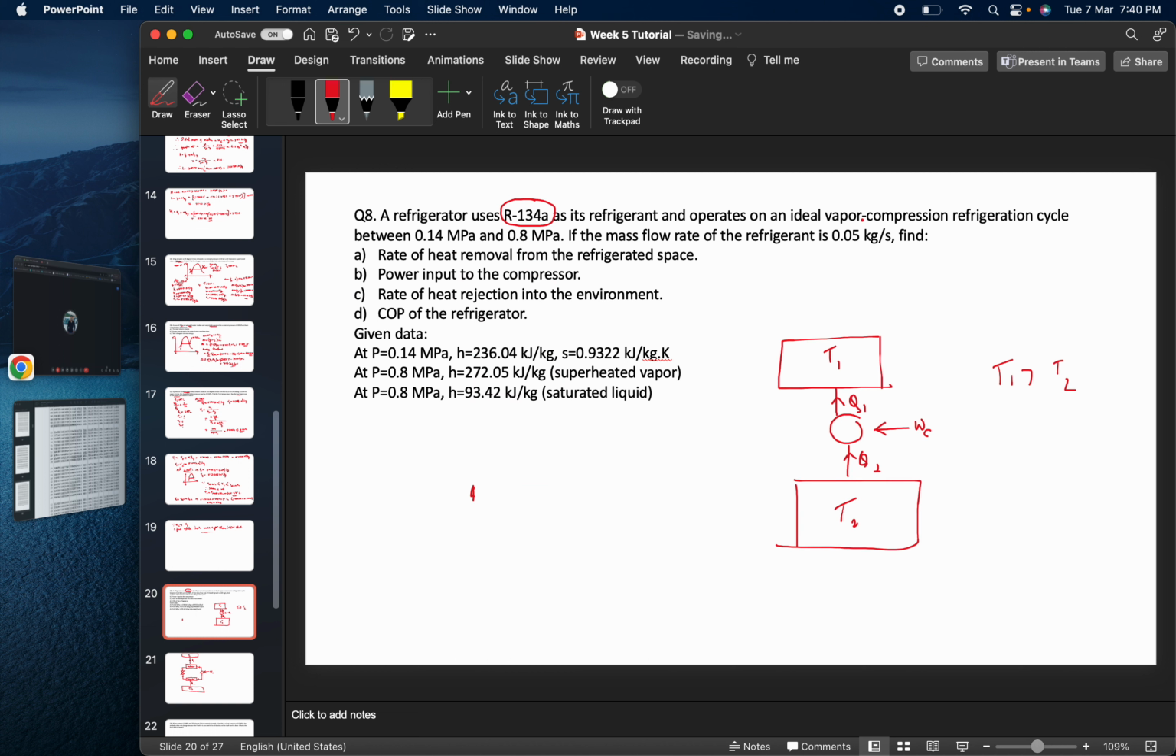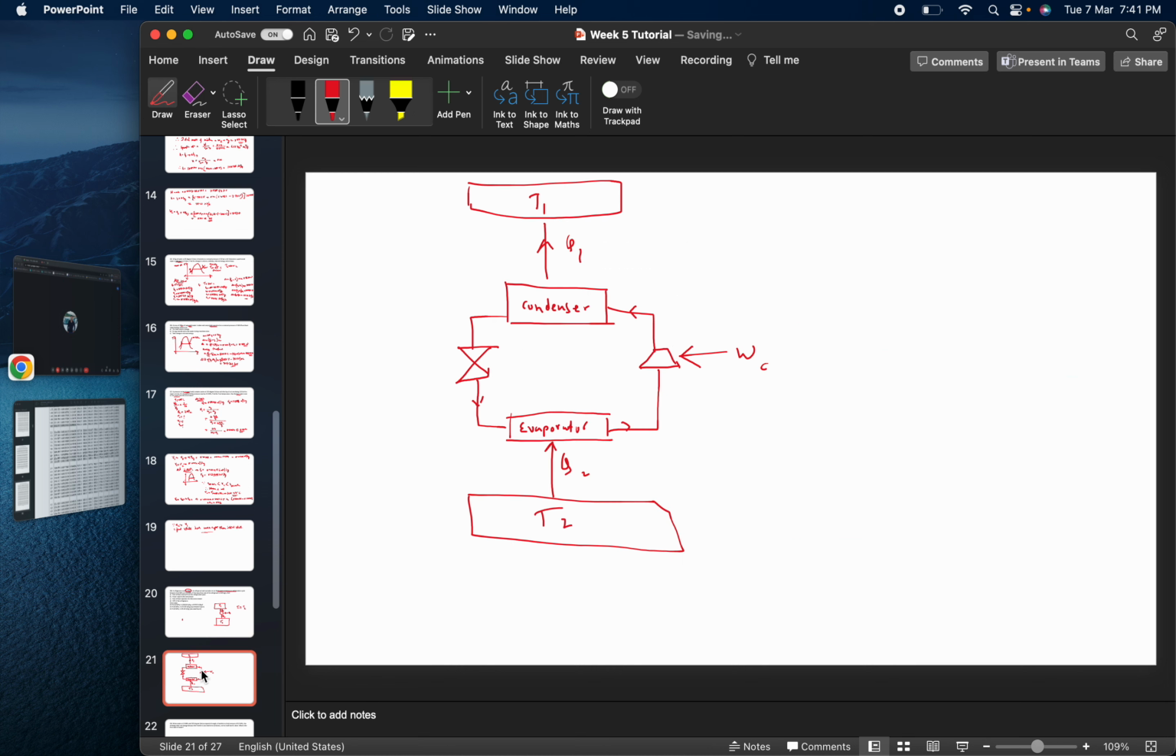Okay, so this is the ideal vapor compression refrigeration cycle. The refrigerant in the fridge is the refrigerant that is flowing within this cycle. So if you draw the TS diagram, say this is one pressure and this is another pressure.